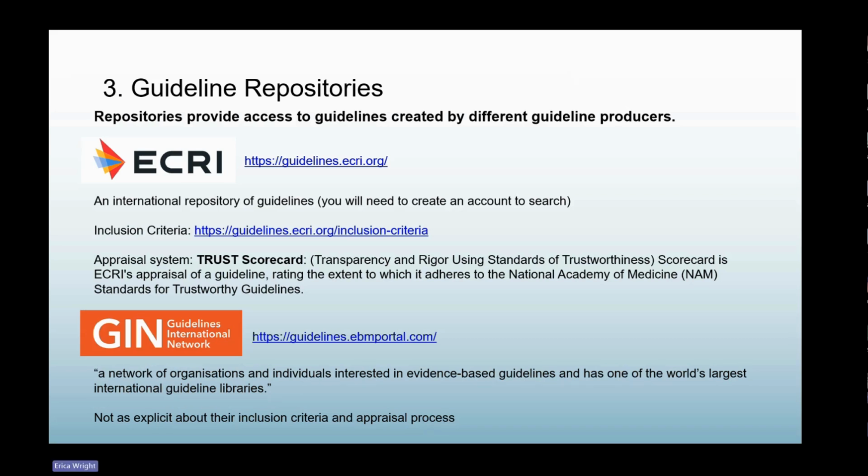Okay, so we're already at our third spot, and that is guideline repositories. Guideline repositories contain guidelines from different producers. These are two large repositories, and the ones that I always check, they have a kind of international representation of guidelines. ECRI took over for Guideline Clearinghouse. Guideline Clearinghouse has been gone for quite a while, but they took over for them.